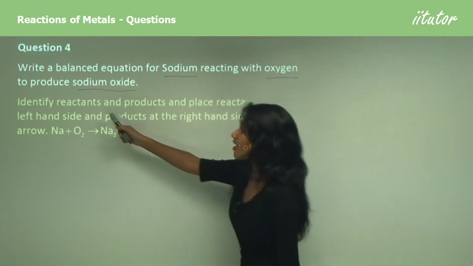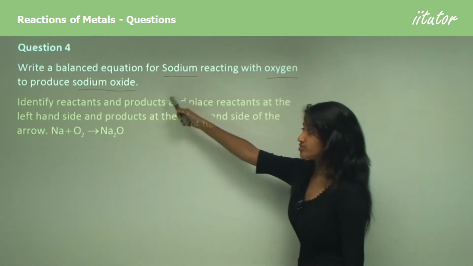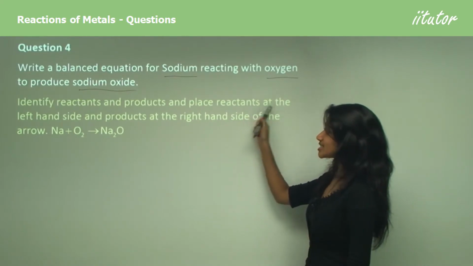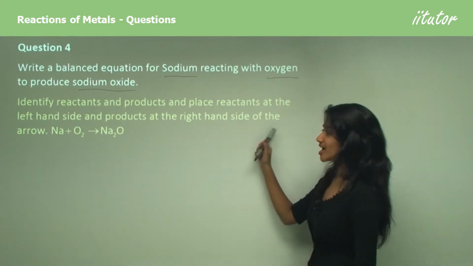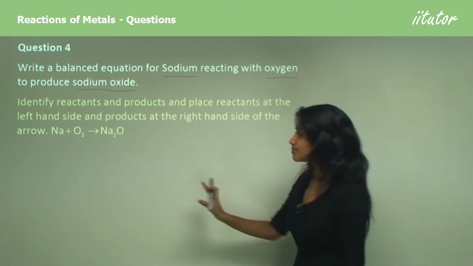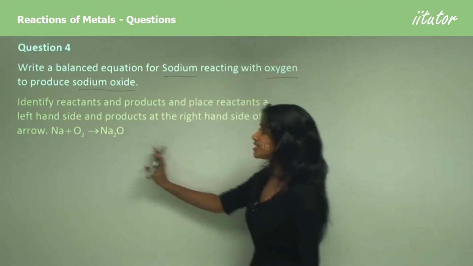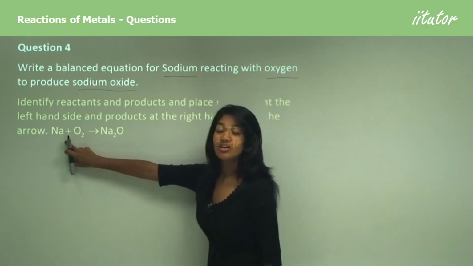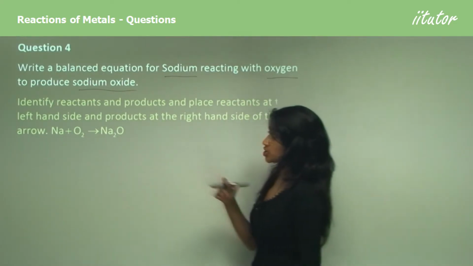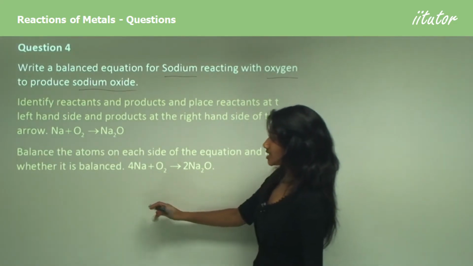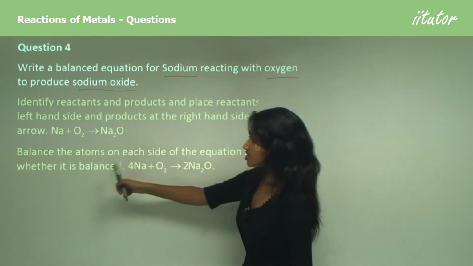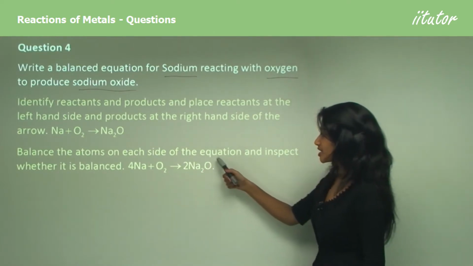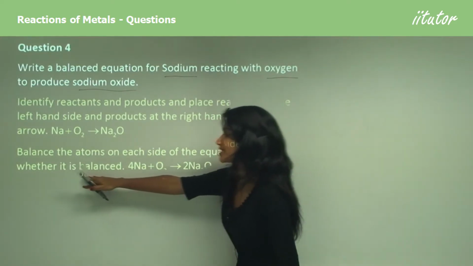So identify the reactants and the products as we have just done and place the reactants at the left hand side and the products at the right hand side of the arrow. So it's just simply writing it there. But then you would have to work out the chemical equation for each. So balance the atoms. Now this, you can't leave it like that. You have to balance your reaction, the atoms on each side of the equation, and inspect whether it is balanced.